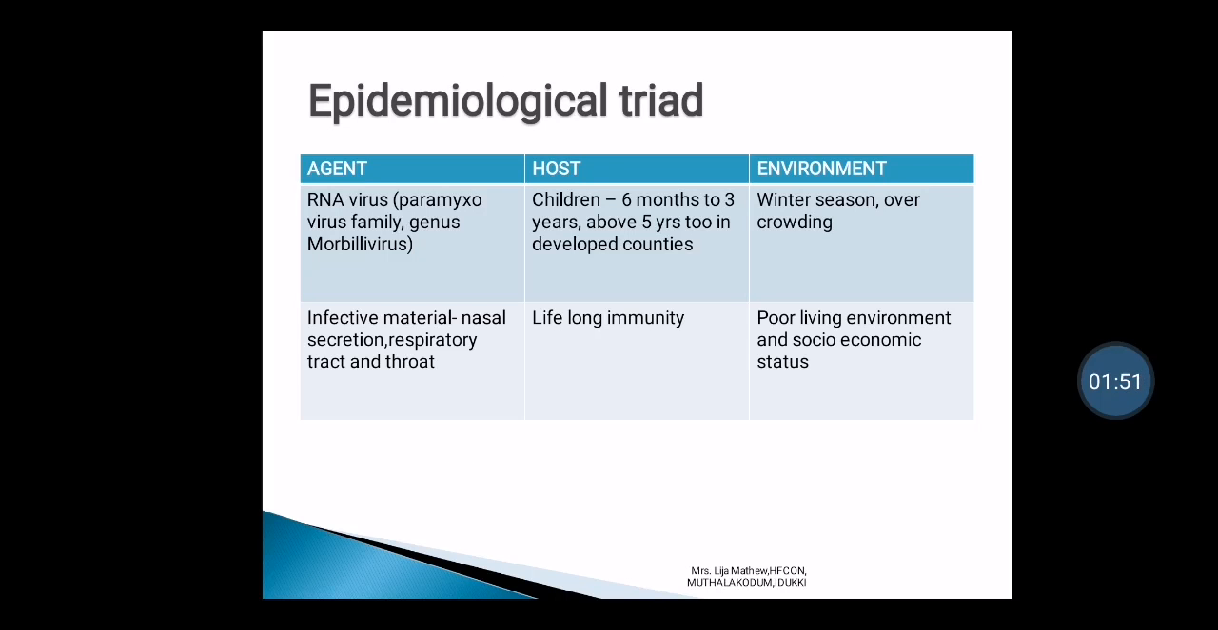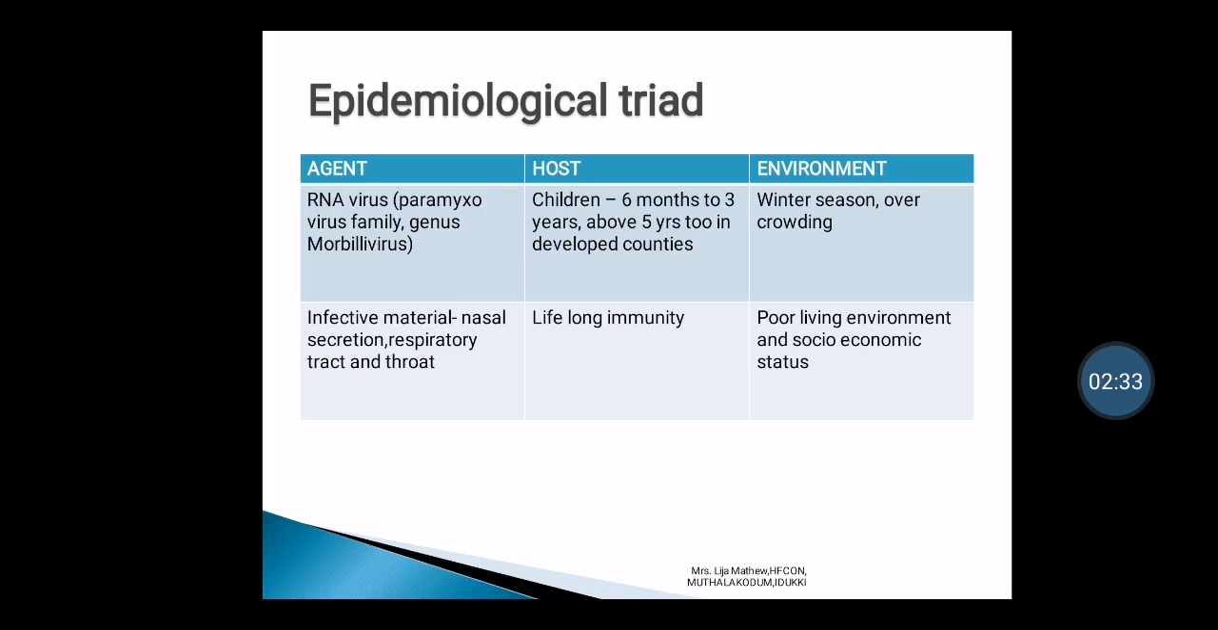When we look into the epidemiological triad, or the agent and host factors in case of measles, we can see that the agent which is causing measles is an RNA virus from the paramyxovirus family, under the genus morbillivirus. You should have heard this word. There is no need to write much about the virus. At least write that it is an RNA virus of the paramyxovirus family under the genus morbillivirus. So that is the causative agent.